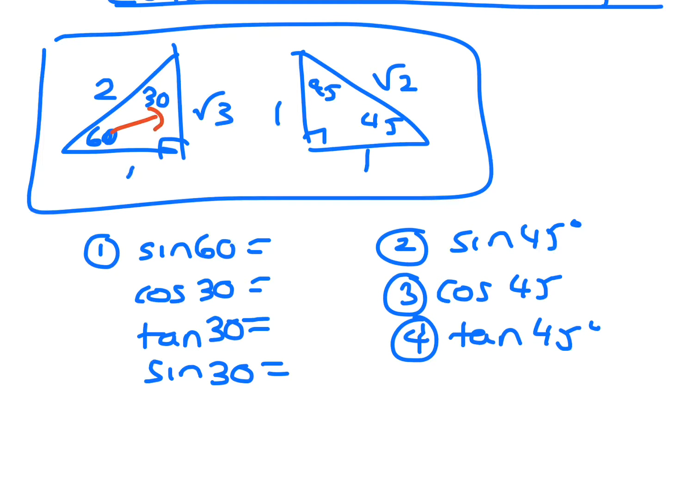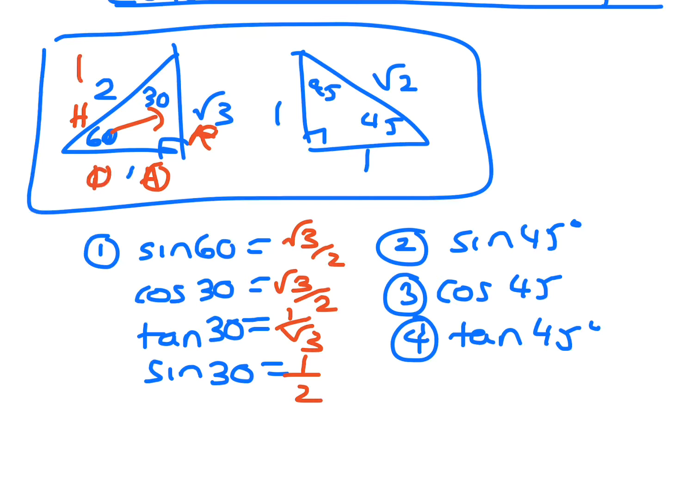So sine 60 is opposite on hypotenuse. So that's root 3 on 2. Cos of 30 is adjacent on hypotenuse. So adjacent would then be that one. So it'd be root 3 on 2. Tan 30 would be 1 on root 3. Sine 30 will be 1 on 2 because it's opposite to 30 on 2.